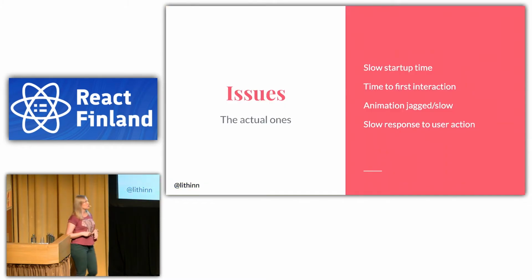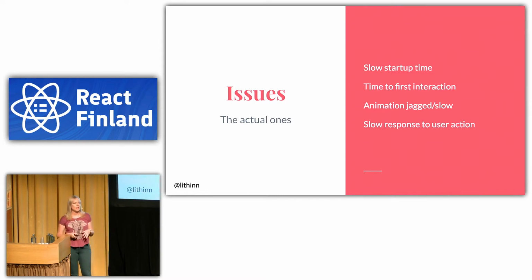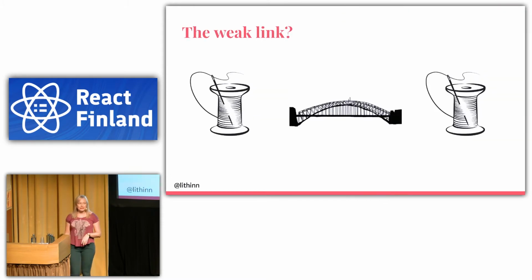The actual issues we hit were partly very specific to native, but the last two, jagged or slow animation and slow response to user action, are something that you might have noticed in your apps as well, even on the web. Those are the issues that I'd like to focus on mainly. This is me trying to illustrate things that are very difficult to illustrate.